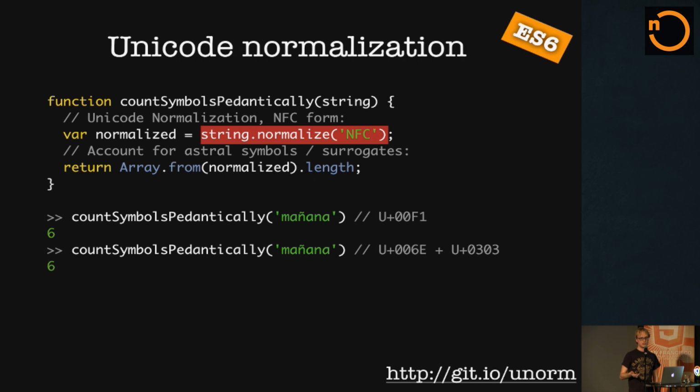And then after that, of course, you still have to account for astral symbols and surrogate pairs like we did before. And you can actually use this today in Chrome and Opera. This has already landed. But if you want to support other browsers as well, which you should do, you can use a polyfill called unorm. The link is there at the bottom. I'll also put the slides online afterwards. And this is a completely spec-compliant polyfill for the normalize method.